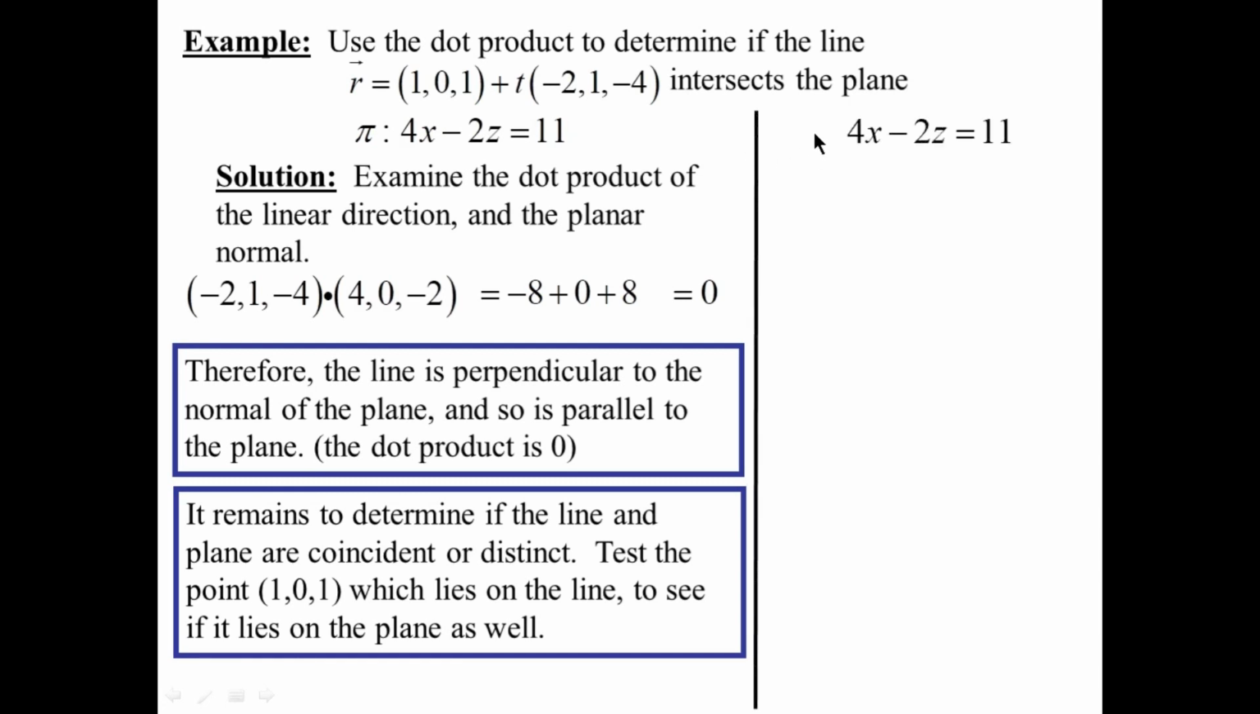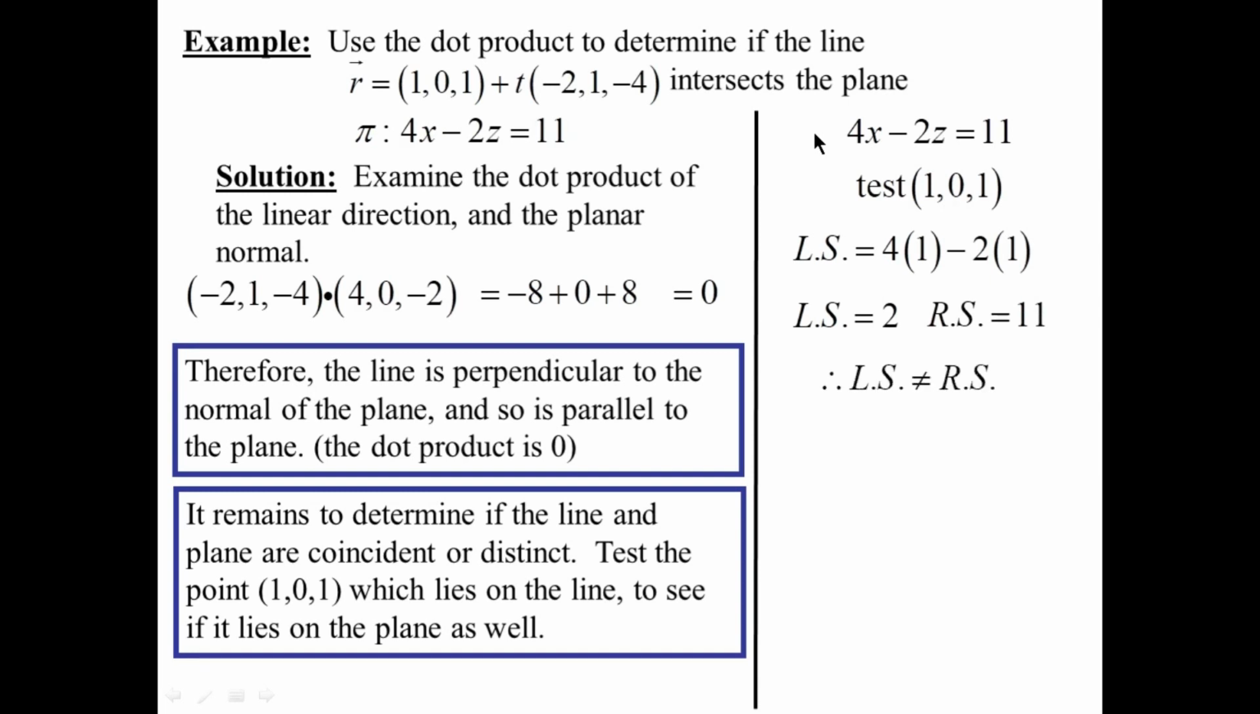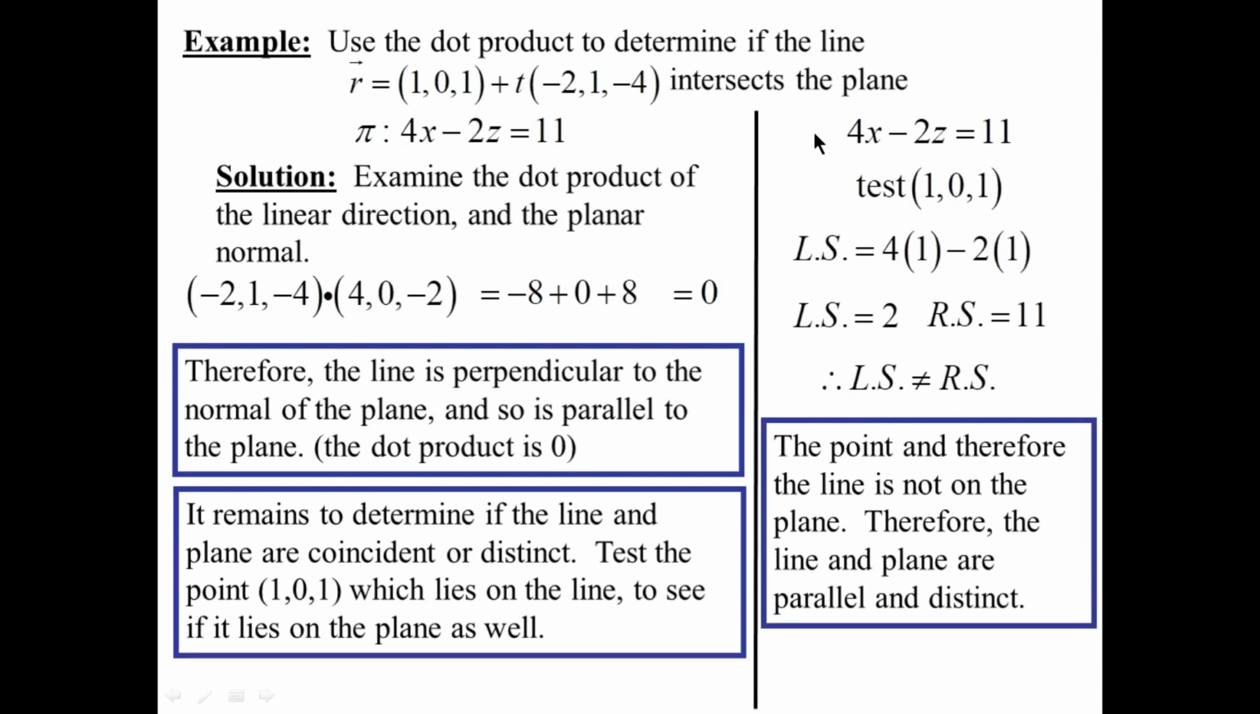There's our plane. We're going to test that point. Left side equals 4 times 1 minus 2 times 1. The left side is 2. The right side is 11. And so we've concluded, therefore, the left side doesn't equal the right side. And the point is not on the plane, and therefore the line is not on the plane. Therefore, the line and the plane are parallel, but separate, distinct from each other, and never meet.